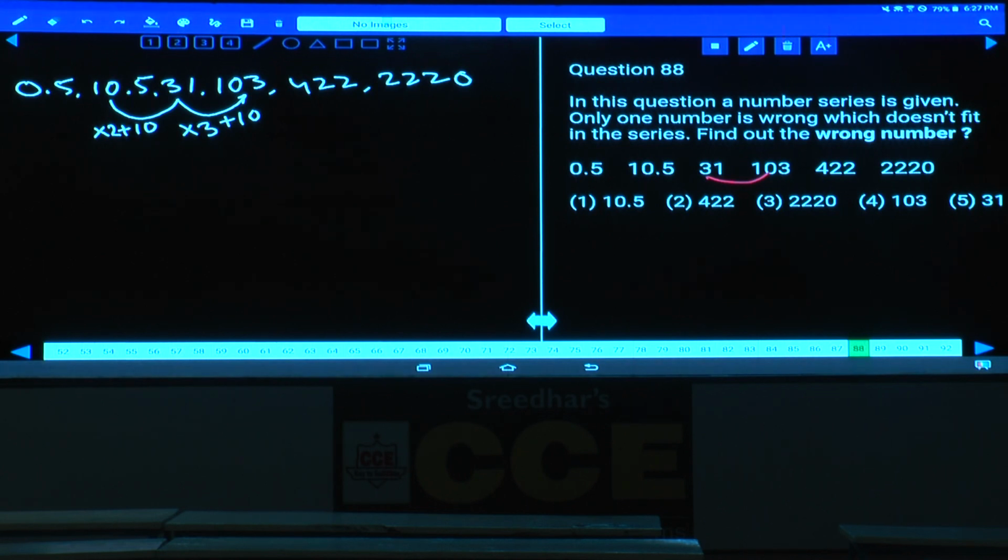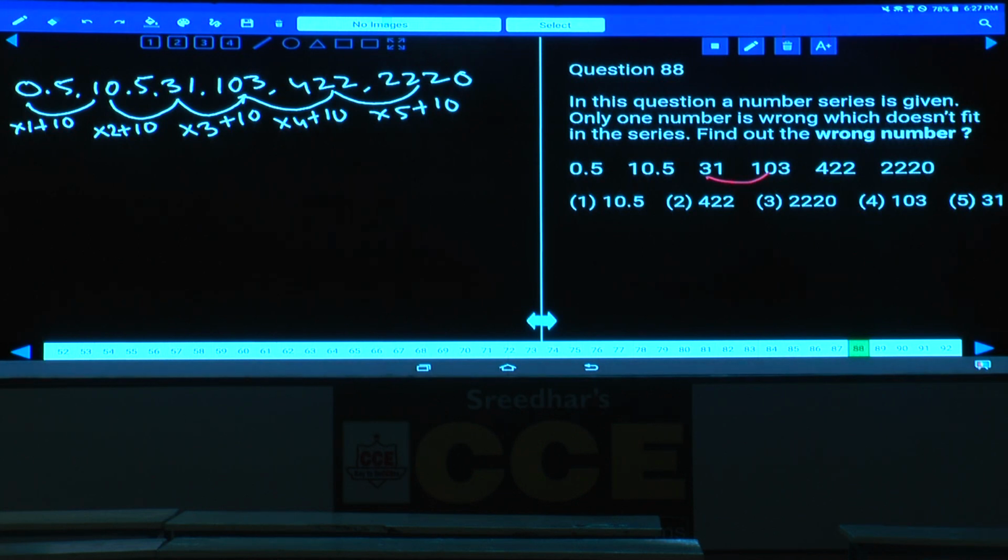Into 3 plus 10, into 2 plus 10, and the next one must be into 1 plus 10. 0.5 into 1 is 0.5 plus 10 is 10.5. And the next one must be into 4 plus 10, and the next one is into 5 plus 10. Then tell me what is the number here. Now 103 into 4 is how much? 103 into 4 is 412. 412 plus 10 is 422.